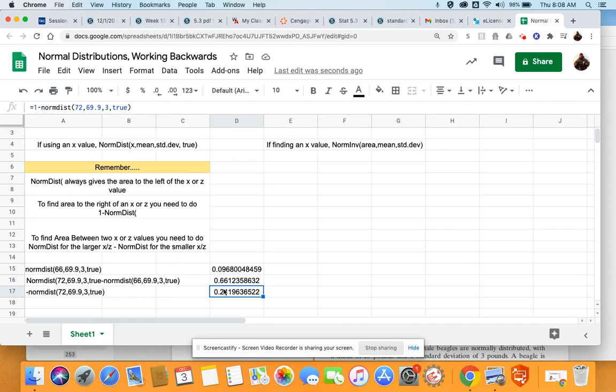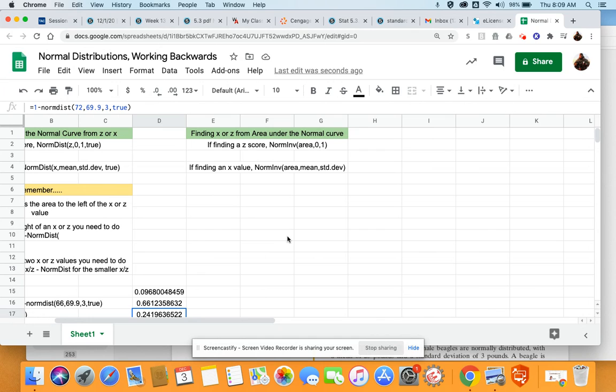So none of these values fall into that 2.5% range. So I would not consider any of these unusual. None of these, 72 or 66, fall outside 2 standard deviations of the mean, which is our usual benchmark for what we consider an unusual data point. So no, none of these would be considered unusual.